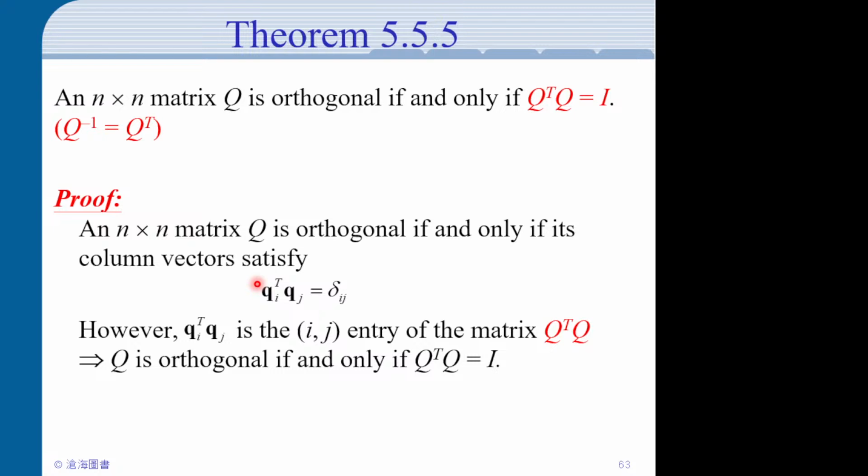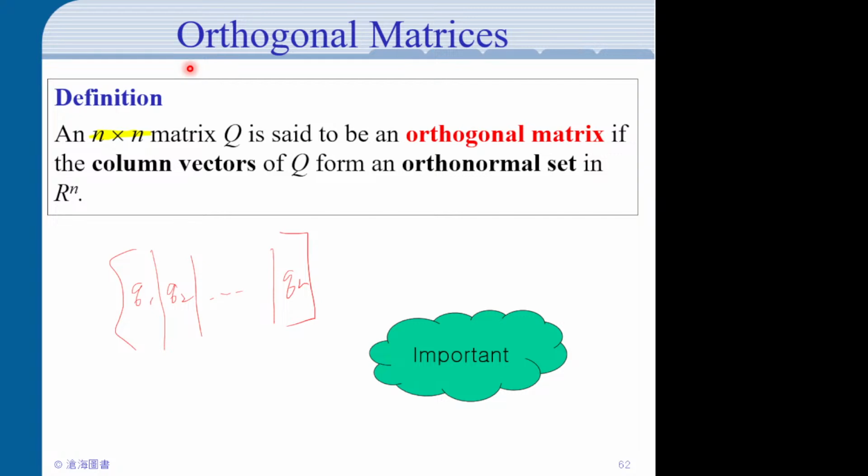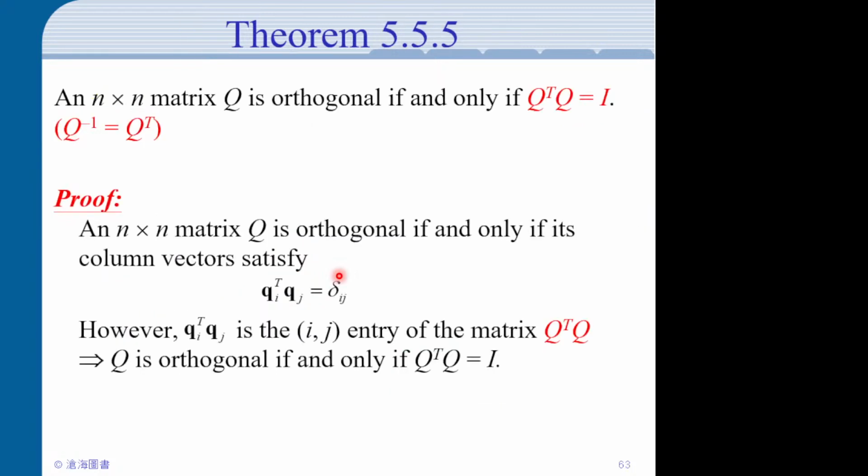And then very soon we can have a theorem. An orthogonal matrix you can also define in this way. We defined it in terms of the columns being an orthonormal set, and you can also show that this is true if and only if Q transpose times Q equals identity. And that means Q inverse is Q transpose.